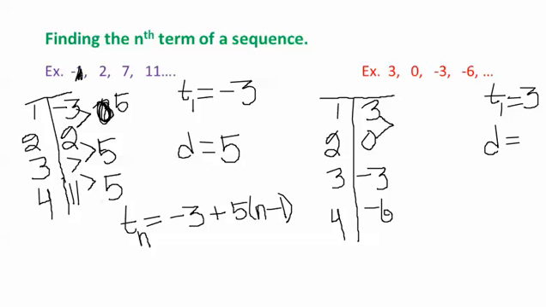Between 3 and 0, that's 3 numbers. Between 0 and -3, 3 numbers. Between -3 and -6, 3 numbers. But hopefully you noticed these are decreasing, so my common difference is going to be negative. So my D is -3.